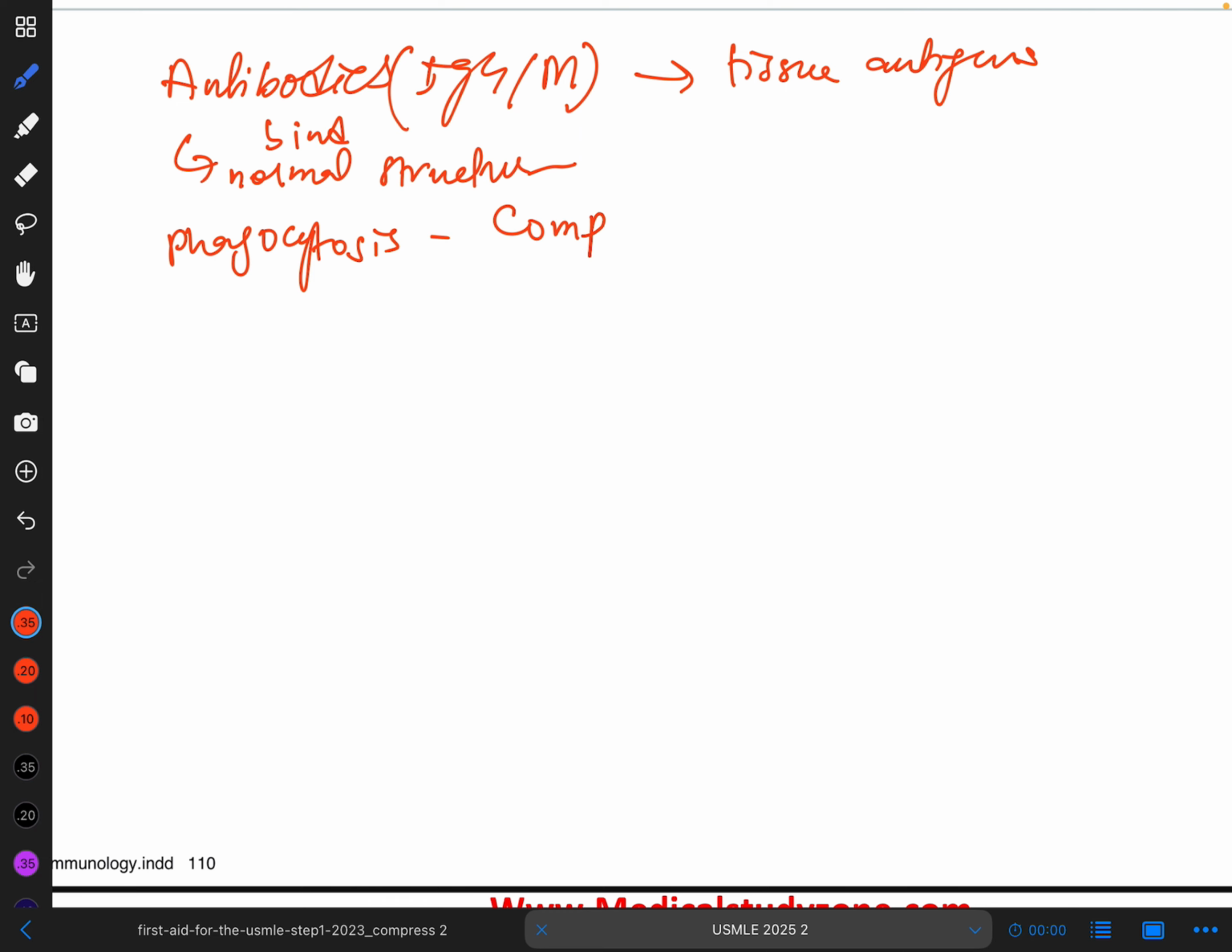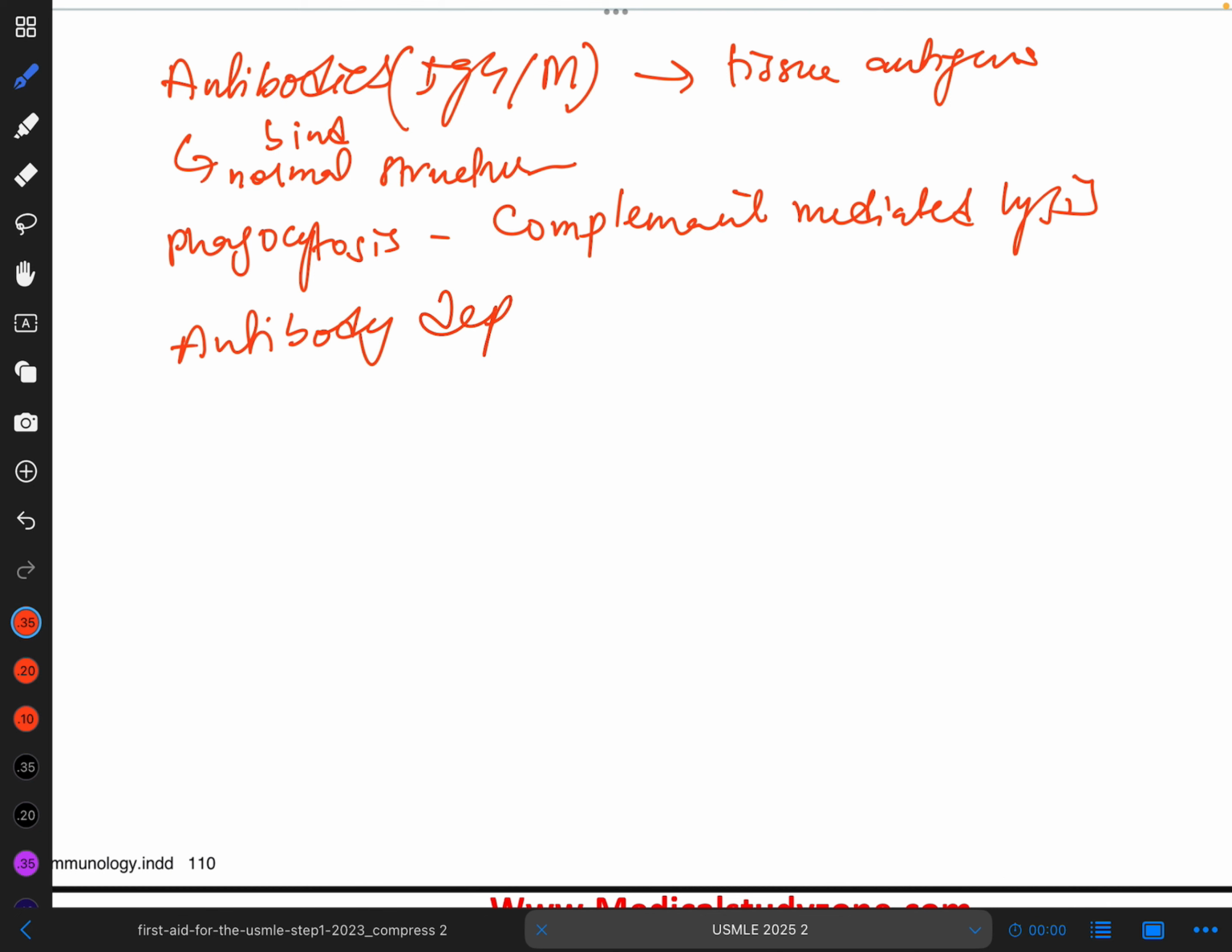There will be complement-mediated lysis, and thirdly, antibody-dependent cytotoxicity. There are three mechanisms for tissue and cell damage by type 2 hypersensitivity.